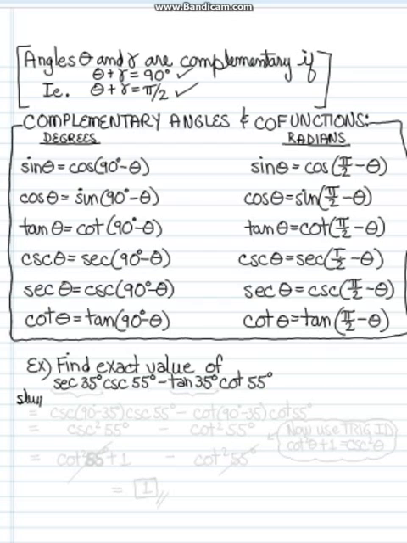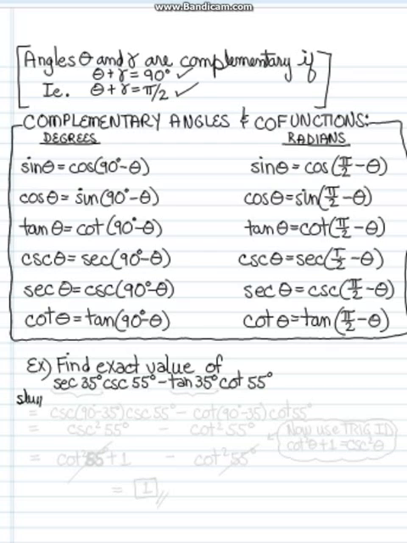Now, the second column is the exact same list expressed in radians. All we've done is replace the 90 degrees with pi over 2, the equivalent measure. So let's see how we can use these identities for the complementary angles and their cofunctions. Find the exact value of this expression.